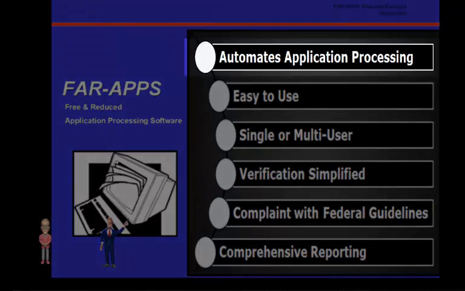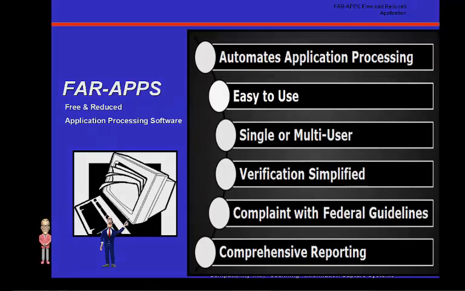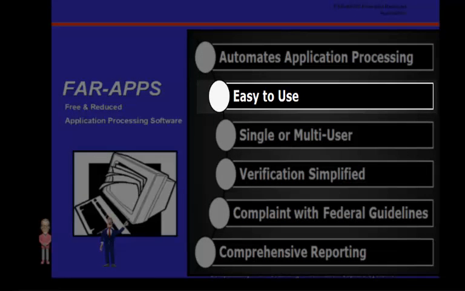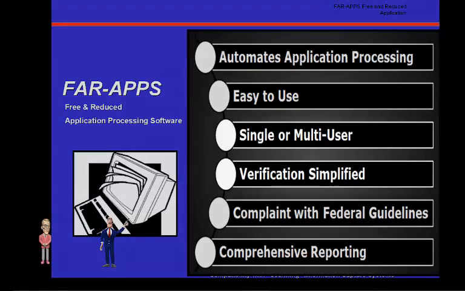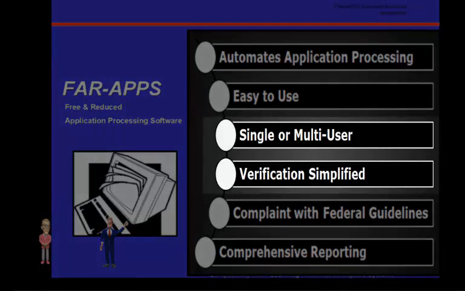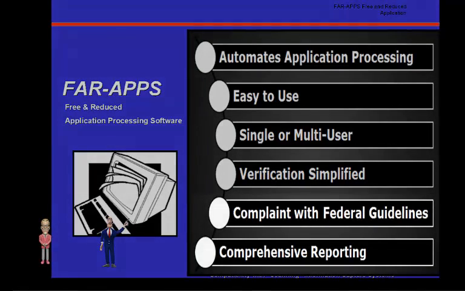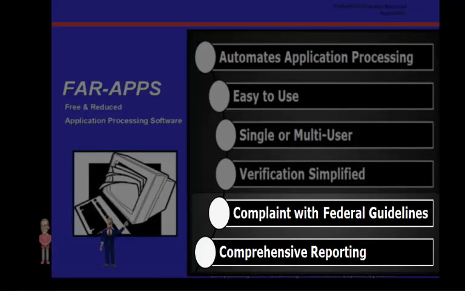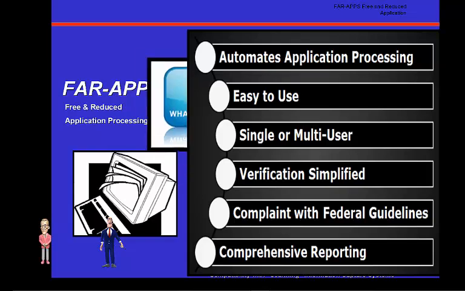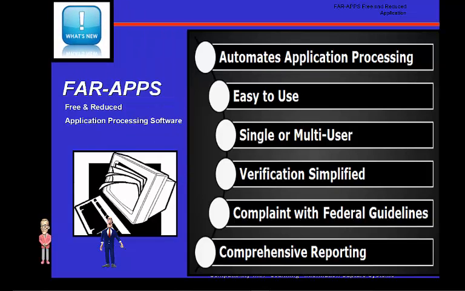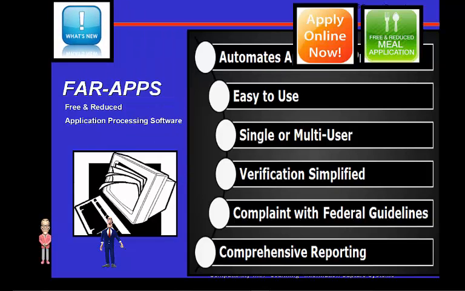Now, I want to talk about our FAR apps-free and reduced program, which completely automates all aspects of application processing. If you are considering a program that is easy to use, instantly determines the student's meal status, automatically produces verification and notification letters in English or Spanish, then automatically flags the applications for verification by the random or focus method, and is compatible with third-party scanning information capture systems, then the FAR apps program is probably what you're looking for.